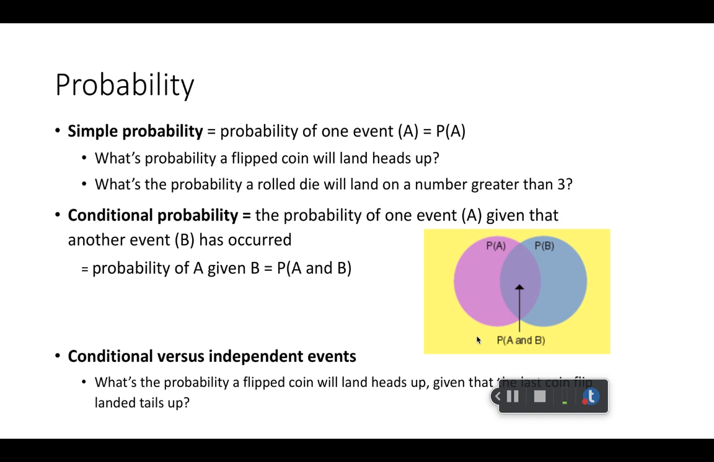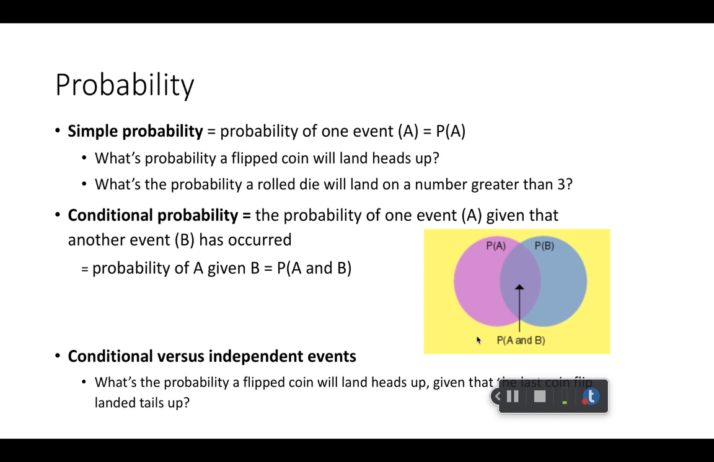Now, a conditional probability is the probability of one event, A, given that another event has occurred. So we write this, the probability of A given B is the probability of A and B. You can visualize this in terms of set theory or overlapping Venn diagrams. What's important here is to distinguish conditional versus independent events. So when are events really conditional, really dependent on each other, and when are they not?